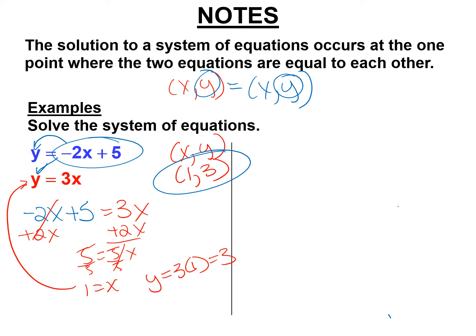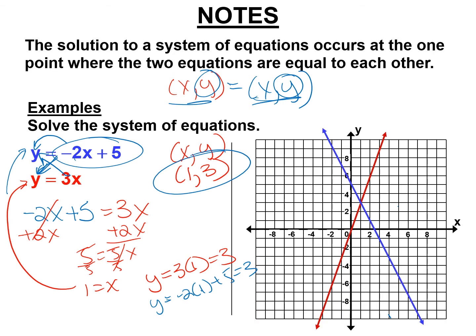Now a couple of things. I could have put it in the top one, and you would have gotten y equals negative 2 times 1, x was 1, plus 5. You still get 3. Either way, right? You're looking for the one place where the x and y coordinates are both the same. So I substituted negative 2x plus 5 into the red one. Could I have substituted the 3x into the blue one? Yes, it's exactly the same equation, just everything is flipped around.